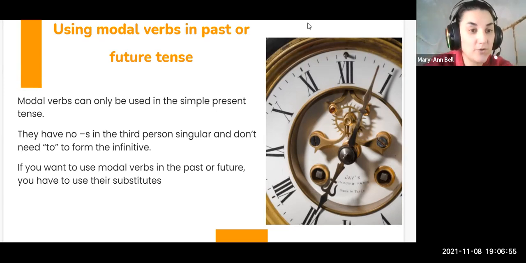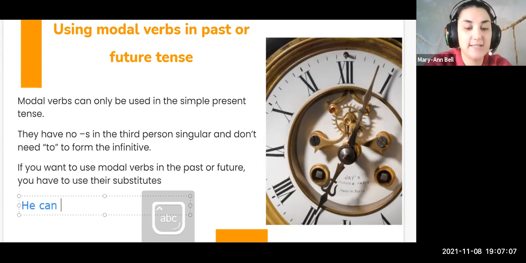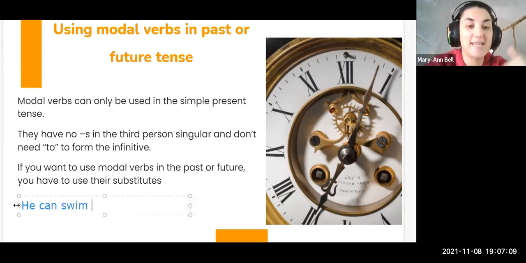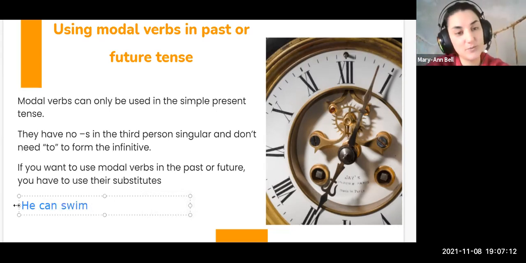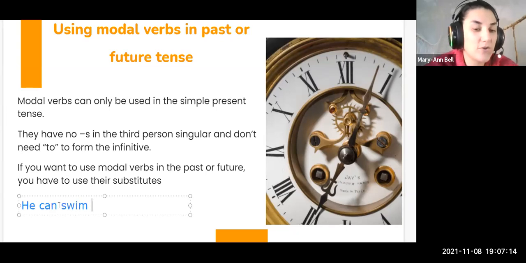So the pure modal verbs, like the ones you mentioned, they have no S in third person. So that means, for example, if I was to say he can swim, I don't say he cans swim. Okay, there's no third person. Okay, they just have one basic form. And they don't need the infinitive form. So I don't say he can to swim. That's not right. And the next verb is always the basic verb.